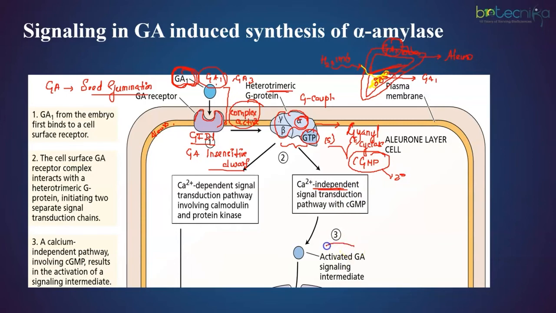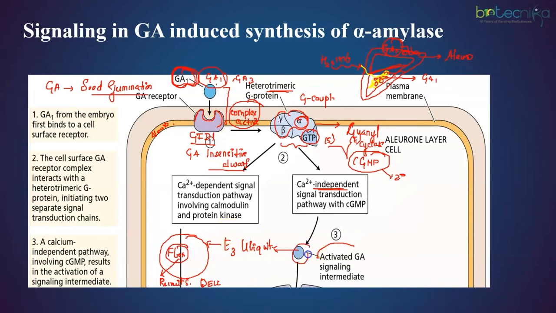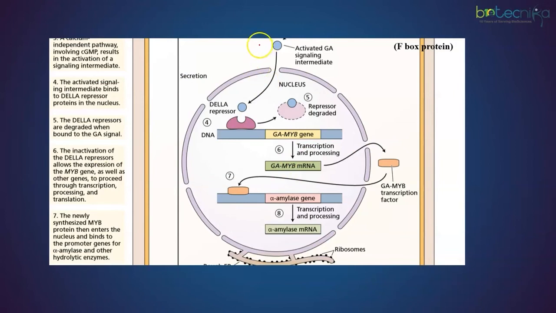Now it will send a signal and produce an intermediate molecule which is called E3 ubiquitin ligase. This is going to be an SCF complex, which has an F-box very specifically. And this F-box is definitely going to recruit one protein to degrade. So what is that protein? That protein is going to be DELLA. We have to degrade this DELLA. So whenever GA comes and binds to the GA receptor, then this intermediate is activated. Then this intermediate will go and take up the DELLA repressor. This DELLA repressor is actually present in the nucleus. You can see, this is E3 ubiquitin ligase.